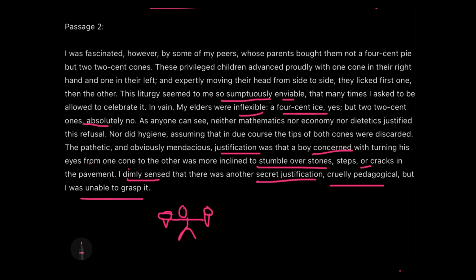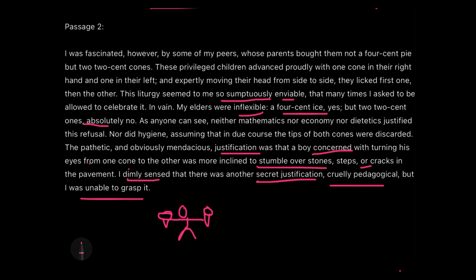So the paragraph's main idea here is the author not getting the privilege of having two 2-cent ice creams, and the justification for why he did not get this privilege. And that's the main theme or the central idea of the passage.